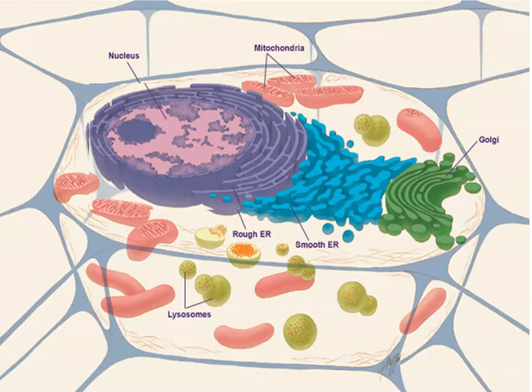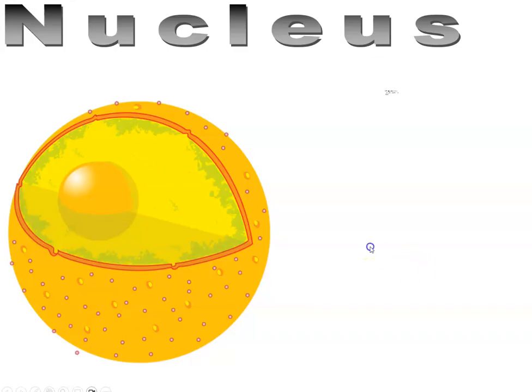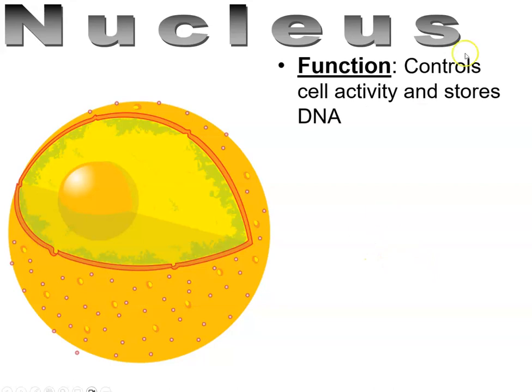All right, welcome back. So we're on to the next part of the cell, which is the nucleus. Sometimes they'll draw the nucleus in the center of the cell. It's not necessarily in the center, like this one's off to the side. But the nucleus is where your DNA is located, and it is the control center of the cell. So its function is to control all the cell activity and to store your DNA.